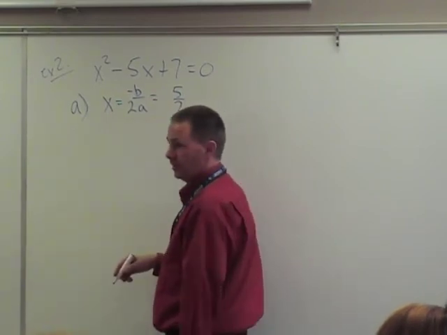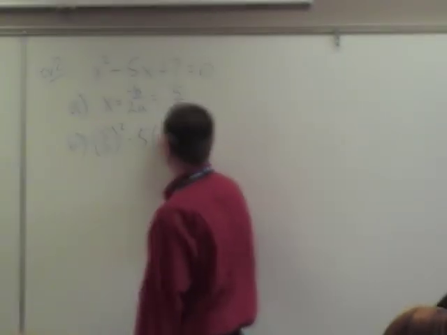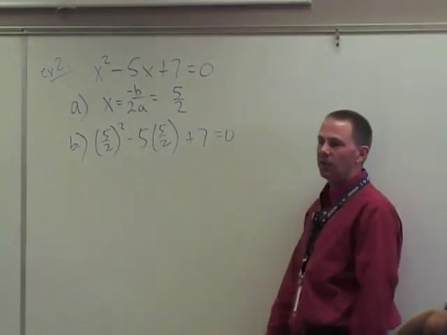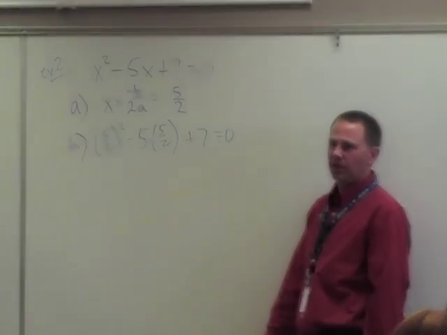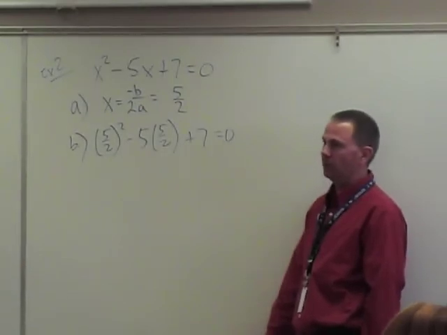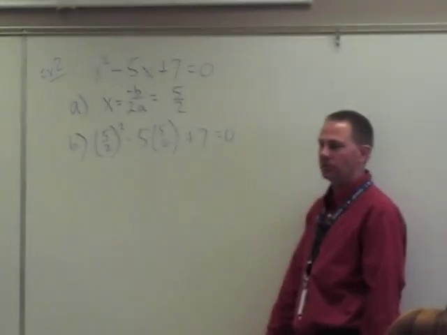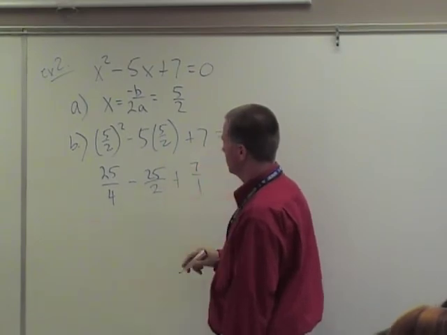Which is unfortunate. Now we gotta plug it into the equation. So again, 5 halves squared minus 5 times 5 halves plus 7. At this point, guys, from here on out in math, you gotta get over the fact that you're gonna have to multiply and do a lot of things with fractions and decimals. All right, we're done with 3rd grade stuff. You gotta start dealing with the fractions, okay? 5 halves squared is 25 over 4. And then 5 times 5 halves is 25 over 2, plus 7.